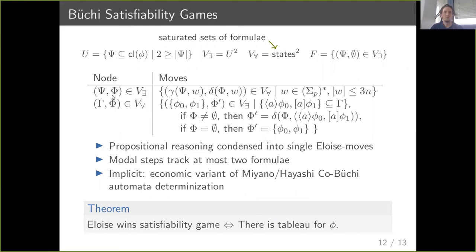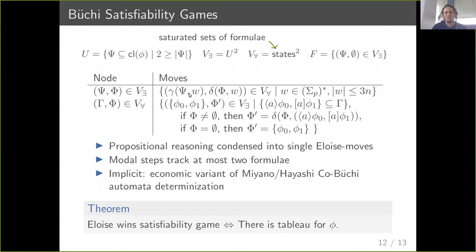And then the moves are defined as follows. So if we have a tableau component psi and focus component phi, and it's Eloise's turn, well, then she has to pick a propositional word. So we condense all the propositional applications of a rule and have to pick such a word W such that gamma of the tableau component, using this word W, and also the transformation of the focus component phi under the word W, both of them reach a state, a saturated set of formulae just containing modal operators. So that's a whole propositional reasoning step.